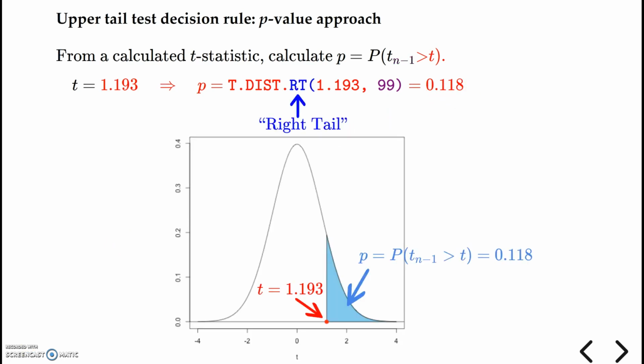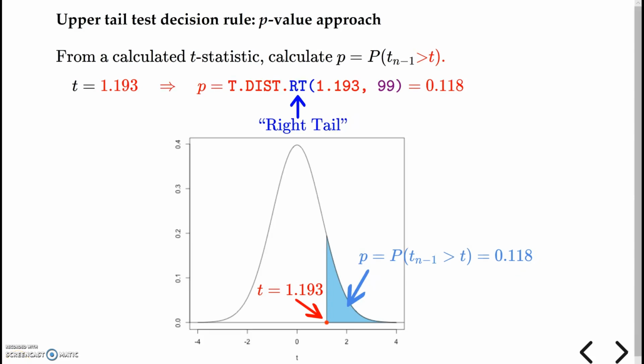In the graph, we can draw it like that. Our t statistic is 1.193. So this area here is the p-value, which we can denote in notation form as the probability in the T n-1 distribution of being greater than the t value. The t is the calculated t value, which is 1.193, and this area is 0.118.